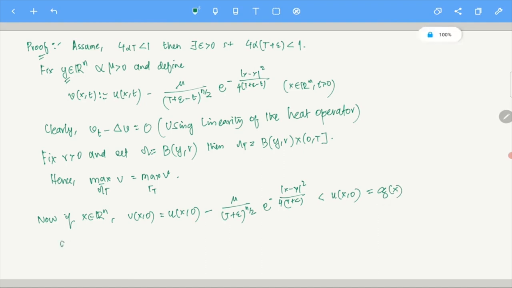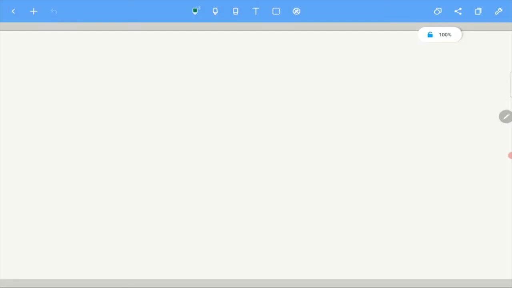Okay, and if mod x minus y equals r, and t lies between 0 and capital T, then what do we have? Let's see what happens. I can say that v of xt is u of xt minus mu by (t plus epsilon minus small t) whole power n by 2 e power minus (x minus y) square, r square, by 4(t plus epsilon minus t). Okay, it's very small.